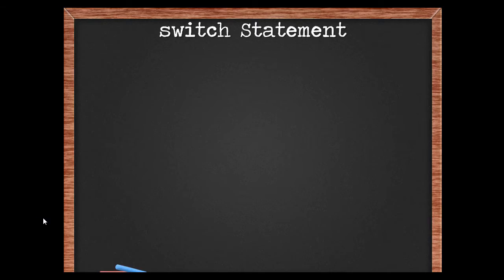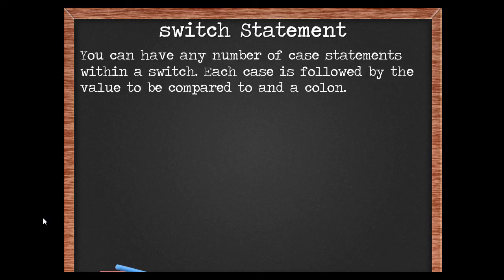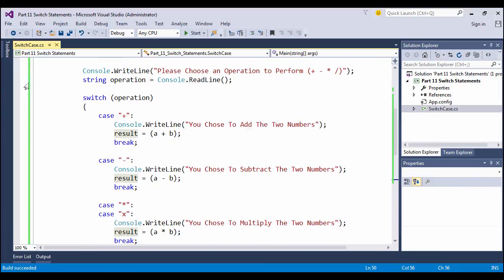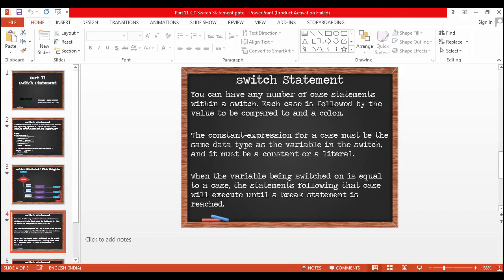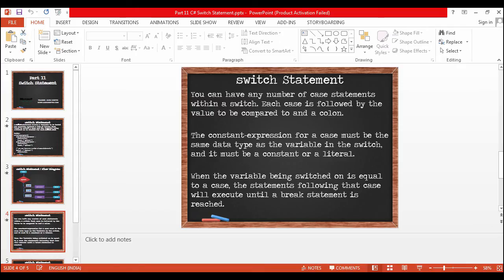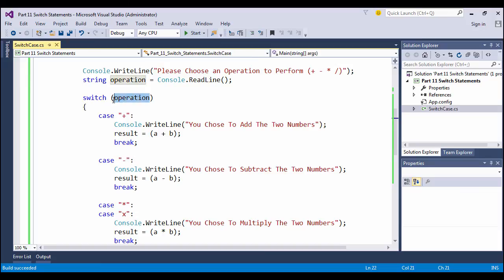So let's review our scenario. You can have any number of case statements within a switch. Each case is followed by the value to be compared, followed by a colon. So as you can see here, in this switch statement, we have used multiple cases followed by colons. Whichever matches the operation executes. The constant expression for a case must be the same data type as the variable in the switch, and it must be a constant or a literal. As you can see, the operation that we are using is a string type, and hence the case is also being used as a string type here. The case should match the operation type.